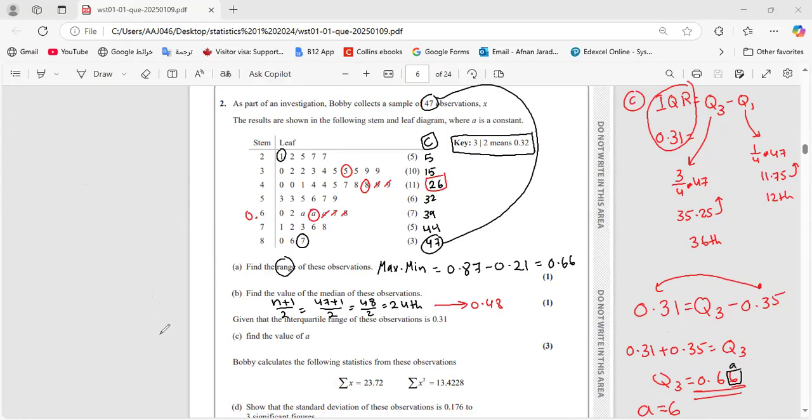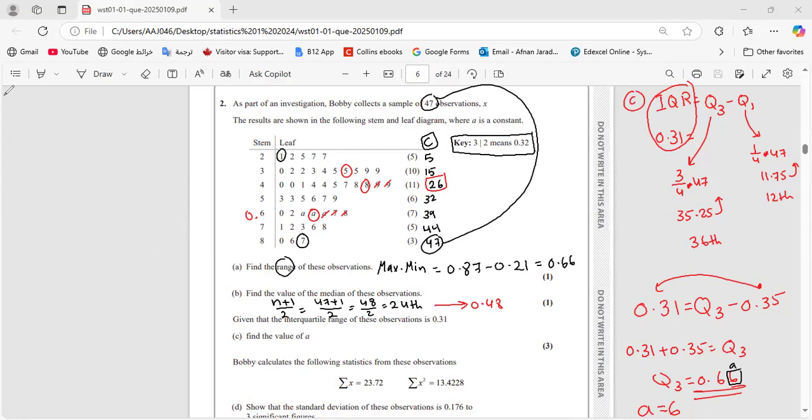Okay. Bobby calculates the following statistics from these observations: the sum of x equals 23.72 and the sum of x squared equals this one. Show that the standard deviation of these observations is 0.176 to three significant figures.